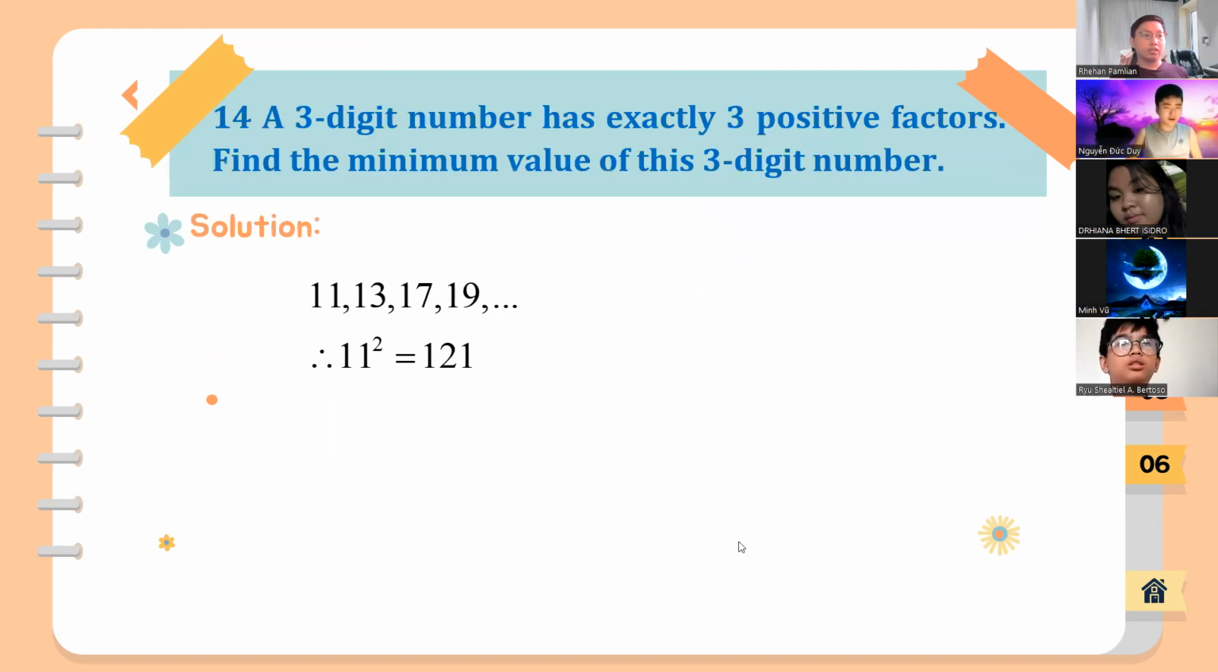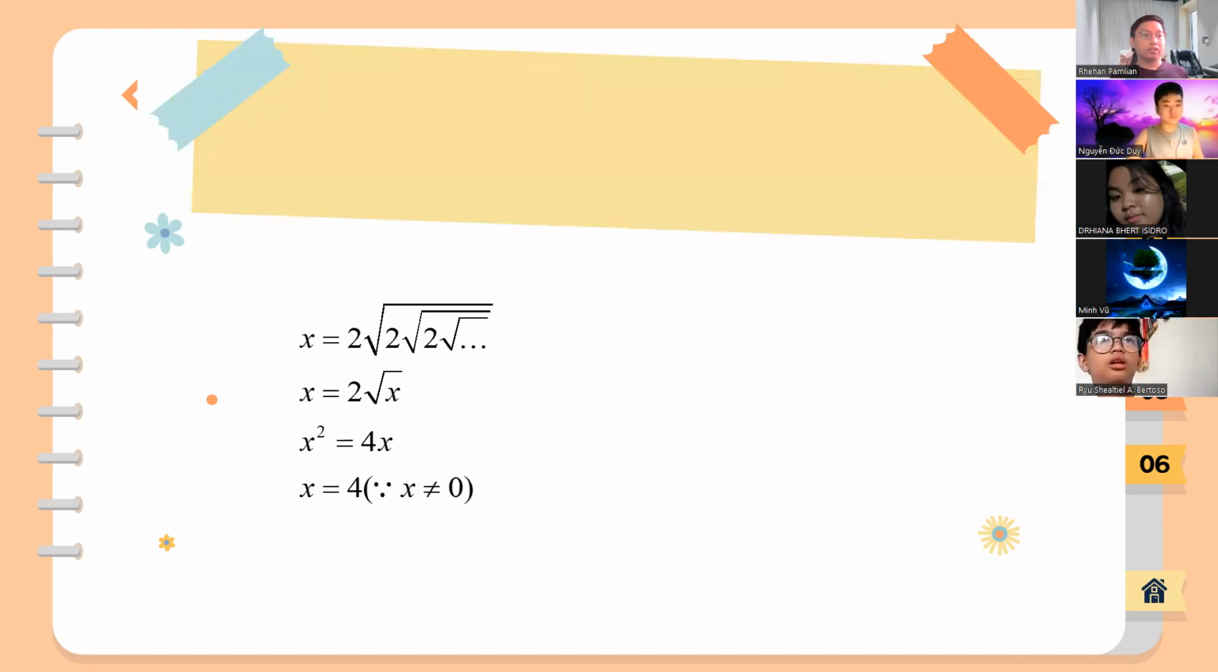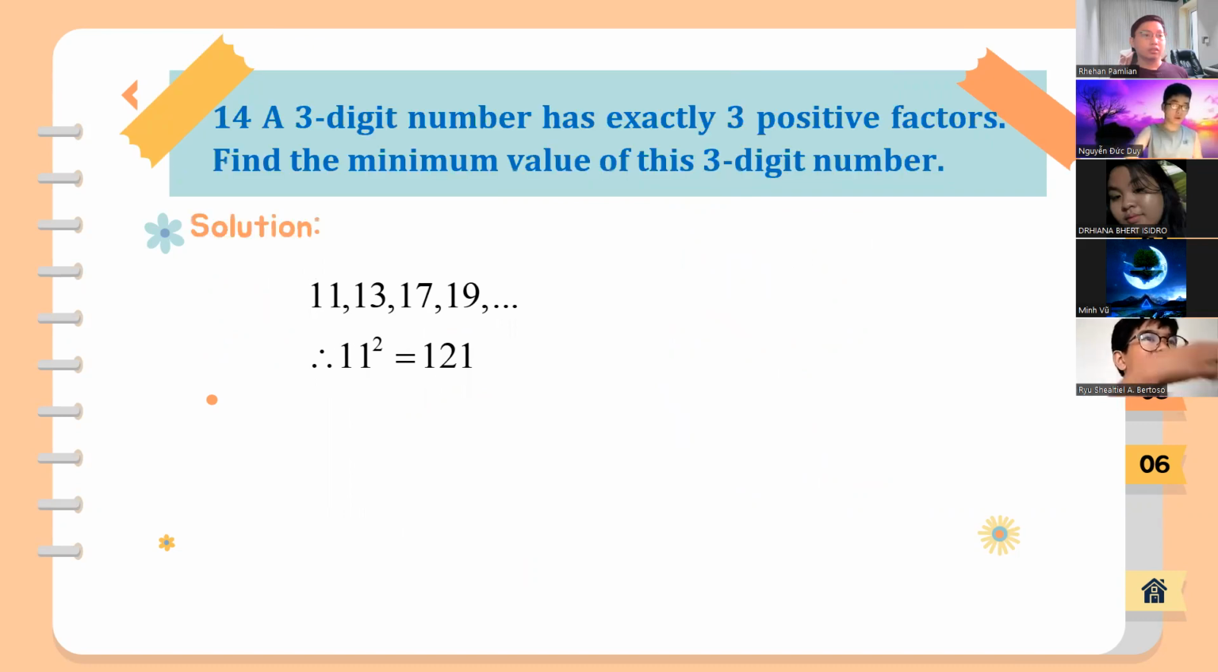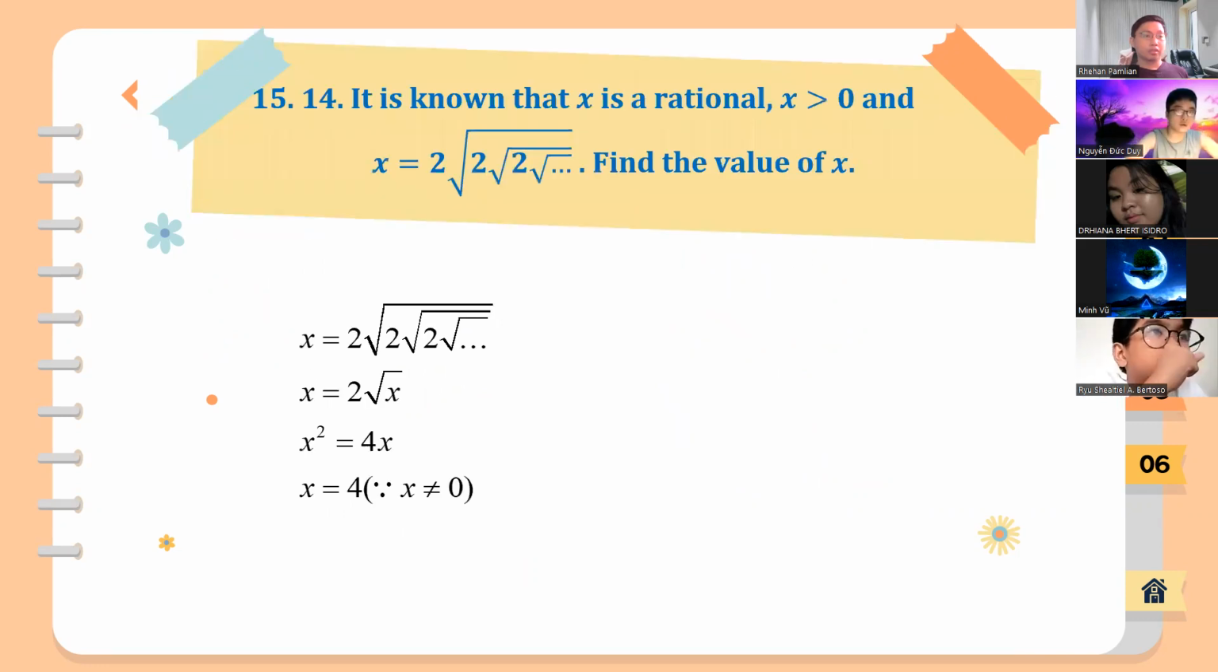Number 15. It is known that x is a rational number, and x is greater than 0, and x is equal to 2 square root of 2 square root of 2, and so on. Find the value of x.